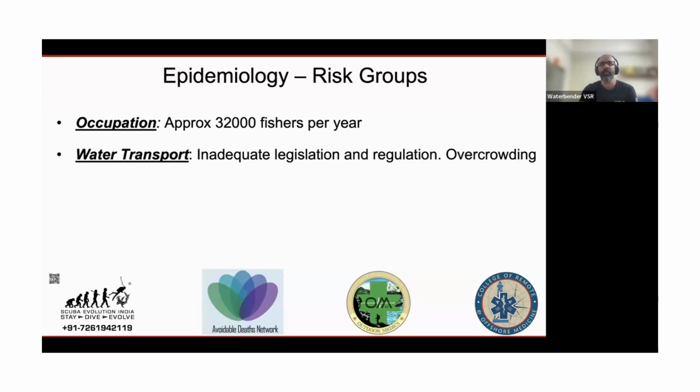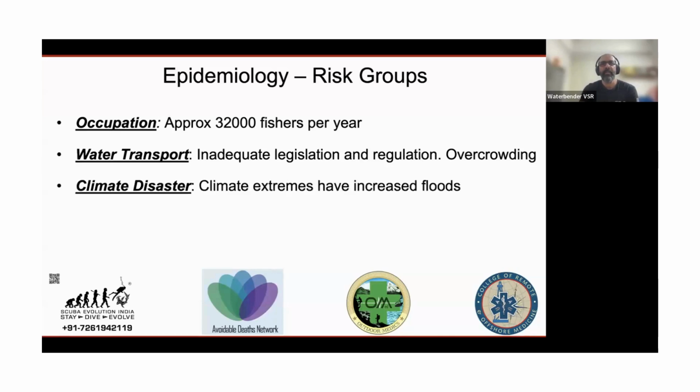You have water transport. In certain low and middle income countries, you have inadequate legislation, inadequate regulation, poor upkeep of material, and overcrowding on boats, primarily because people just need to get from place A to place B, and there's no other option. We've had a few cases covered in the media, and as I said earlier, and it's on the slide, inadequate legislation and regulation is one of the key reasons for water transport related deaths.